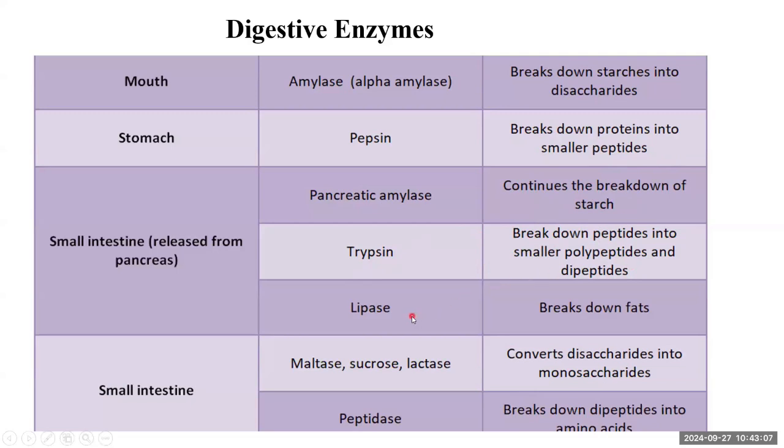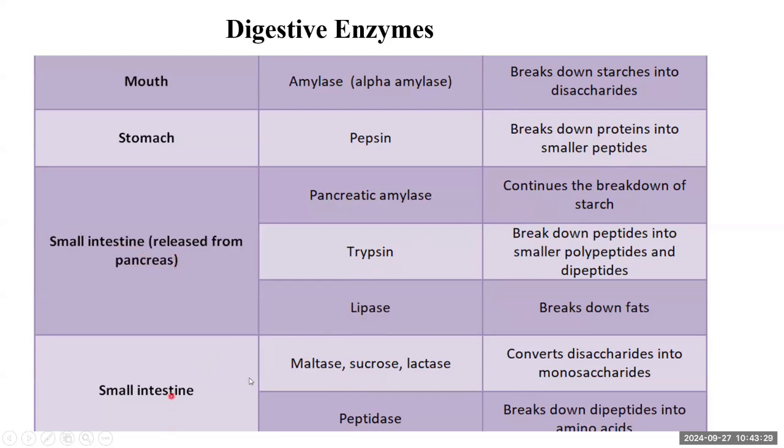Next is lipase. Lipase is basically the enzyme, as you can see, that indicates lipids. So lipase acts on the lipids or the fatty part of food and breaks down fats. This was the part where we were discussing the enzymes coming from the pancreas.